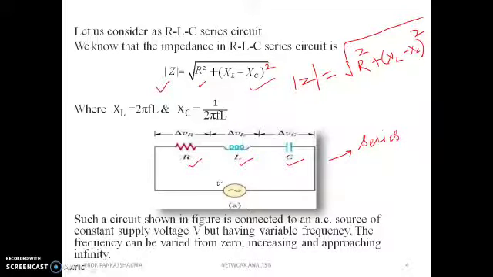Where XL is 2 pi FL, that is XL is the reactance of inductor, and XC is 1 upon 2 pi FC, that is the reactance offered by capacitor. This is called inductive reactance. And this is called capacitive reactance.